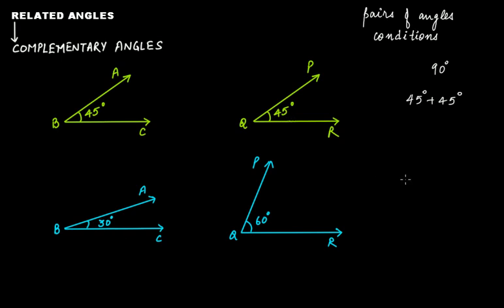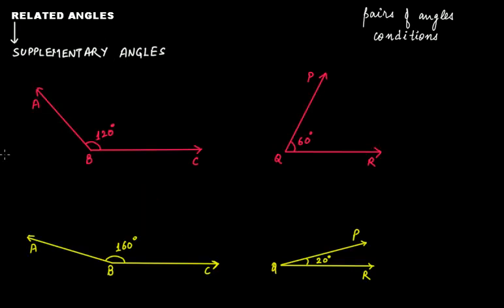Why? 30 degrees plus 60 degrees is equal to what? 90 degrees. So these two angles are actually complementary angles. They are a pair of angles which are complementary, and angle ABC is complement to angle PQR and angle PQR is complement to angle ABC. That is, both these two angles are complement to each other.